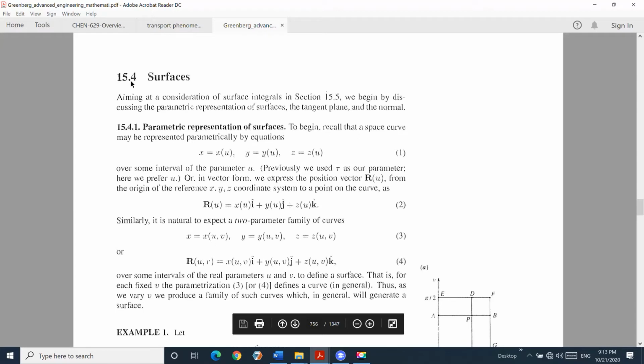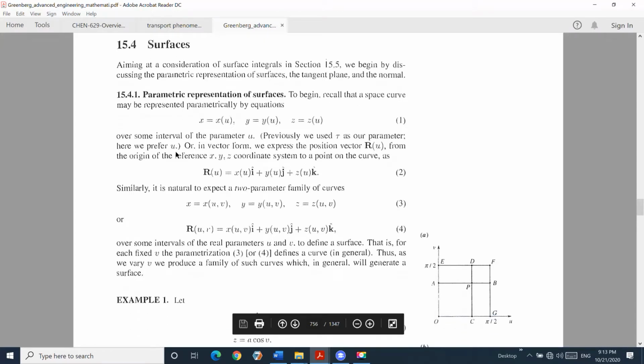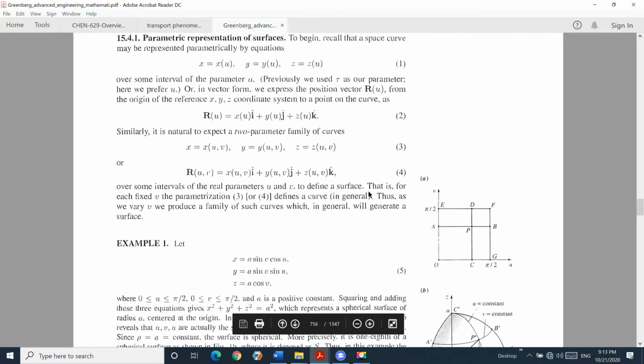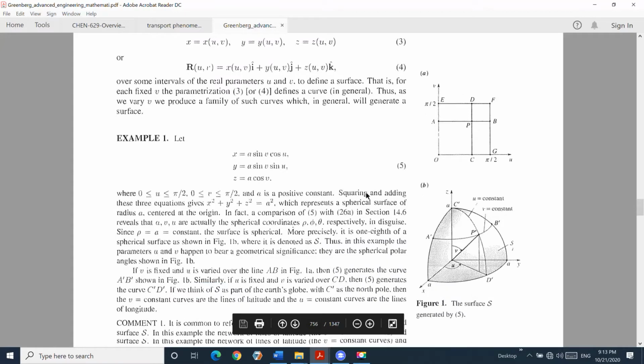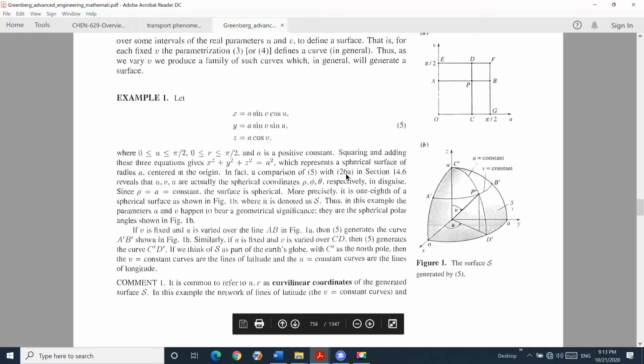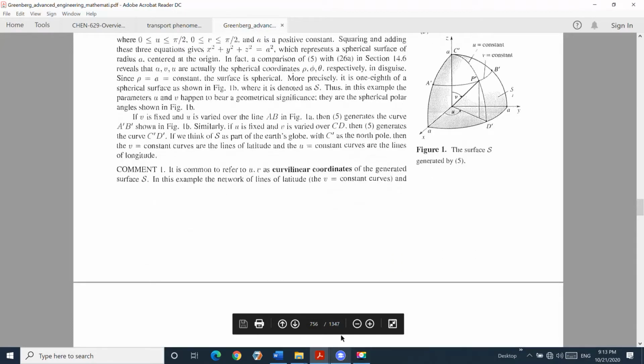Section 15.4 gives the insight into surfaces, the parametric presentation of the surfaces. You see here the definition of a surface in Cartesian coordinates, and spherical and cylindrical coordinates.